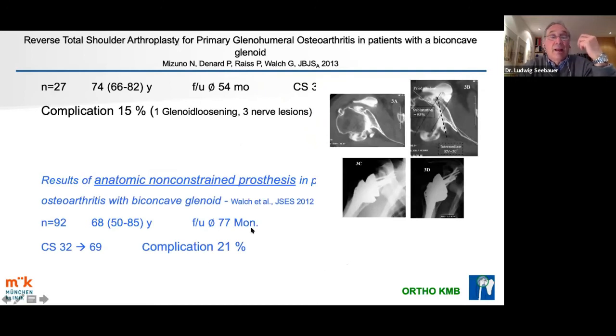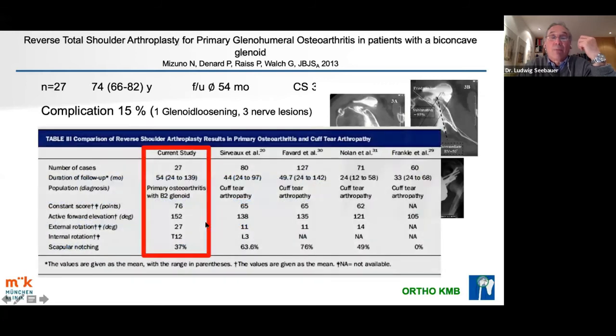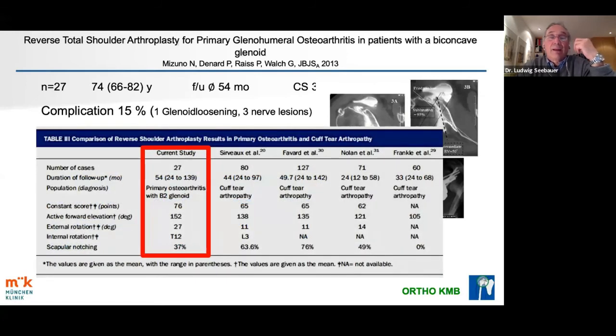If we have done a reverse arthroplasty, the complication rate was significantly lower than if we have done an anatomic arthroplasty in these patients, and the clinical results were much better. And there's another paper which has shown that the best results you get with reverse shoulder arthroplasty is in the primary osteoarthritic shoulder where the cuff is intact, but the glenoid is eroded.